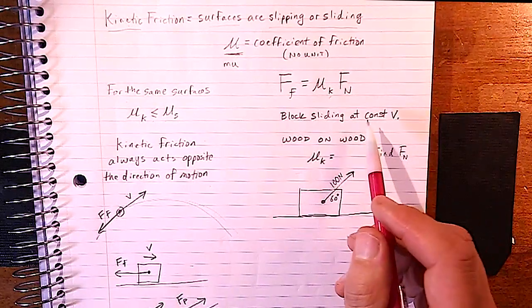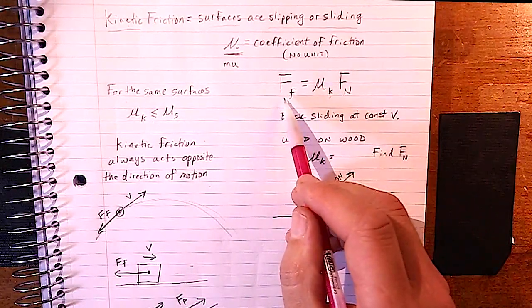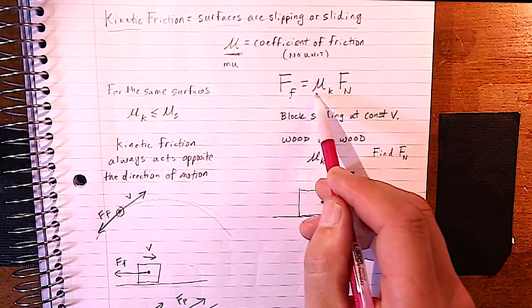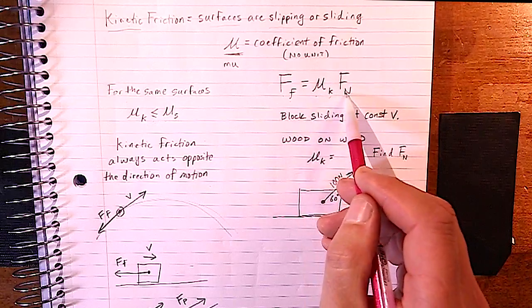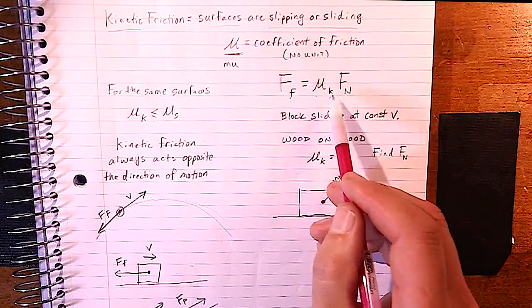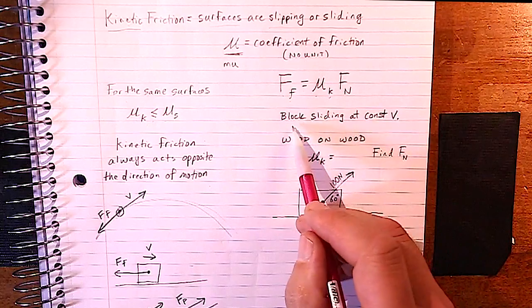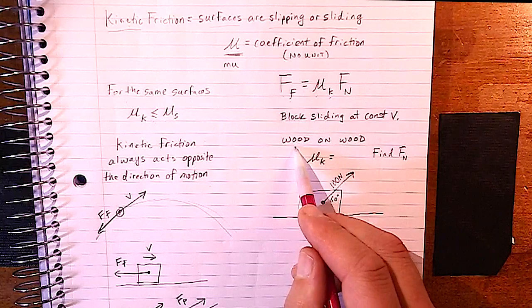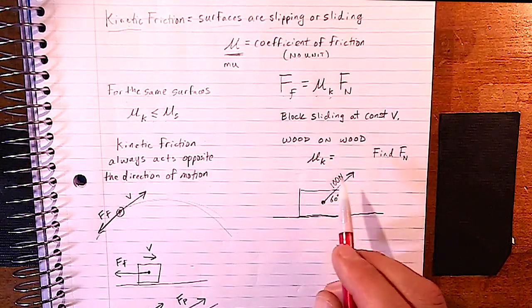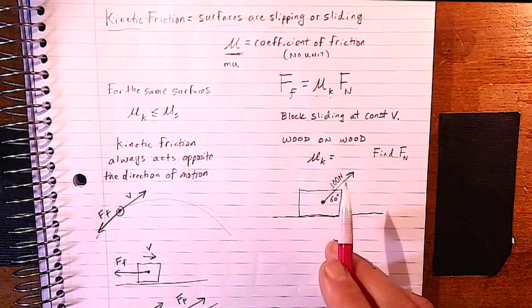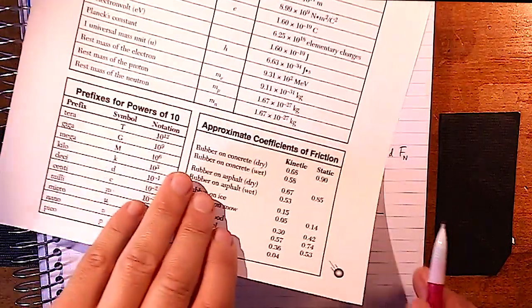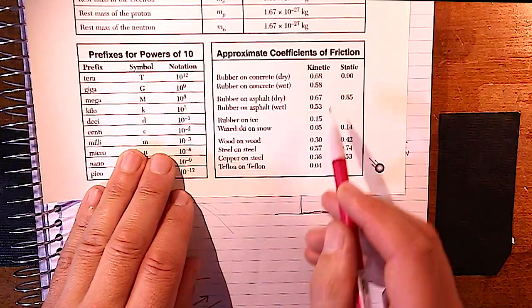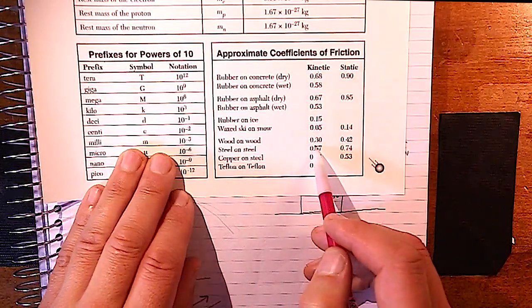So let's do an actual problem. The formula for force of friction, which is on the reference table, is Ff equals mu, the coefficient of friction, times Fn. Because we're dealing with kinetic, we put that k in there. Let's say we have a block that's sliding at a constant velocity, and let's say that's a wooden block on a wooden table. The first thing we need to do is find mu k, and that's where we use the reference table. It's a wooden block on a wooden table. It's kinetic friction, so we're going to use 0.3.